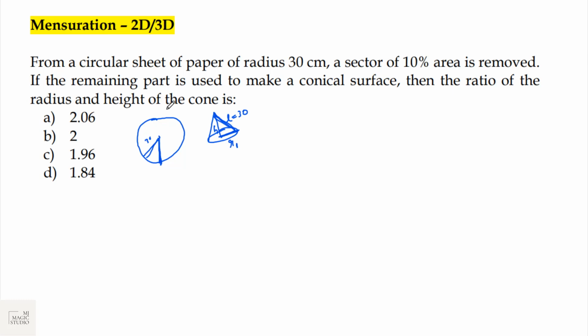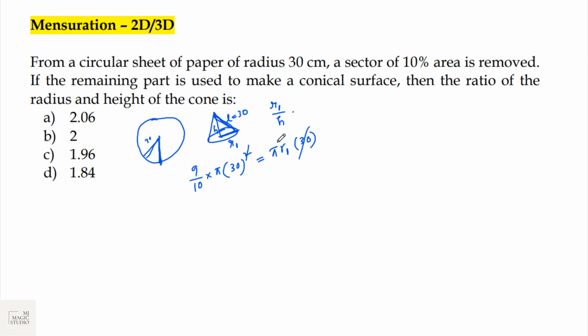and height will be h. Then the ratio of radius and height of the cone, we are looking out for r1 by h. Now the area left on the circular sheet of paper is 9/10 of area of the circle, that is pi into 30 square. This should be equal to the curved surface area of this particular conical surface. Curved surface area is given by pi r L. So pi r1 and L is 30.